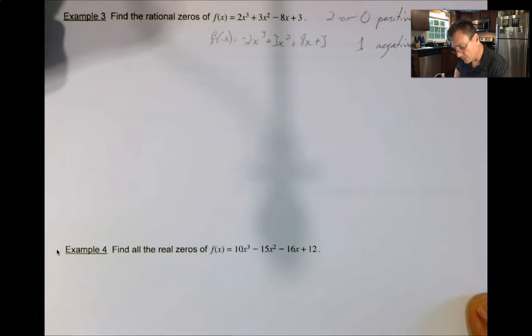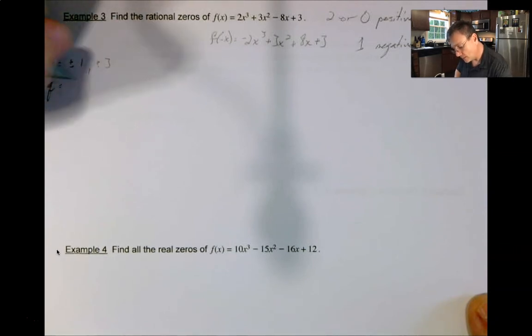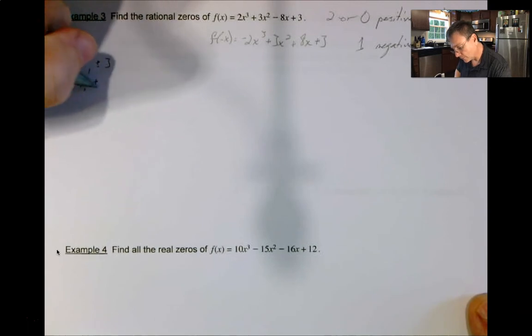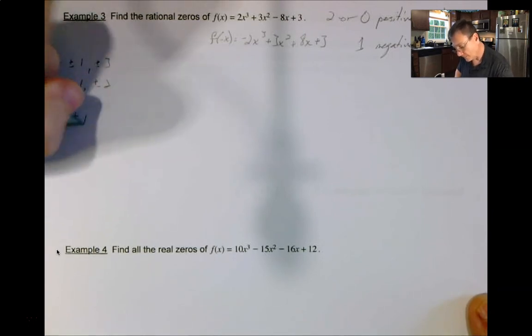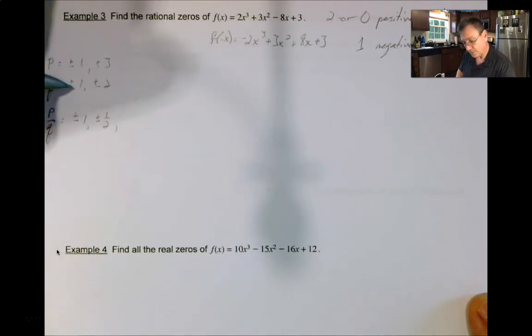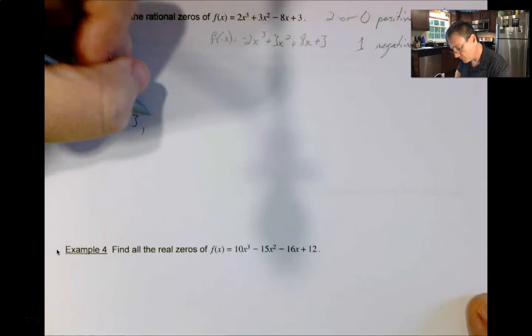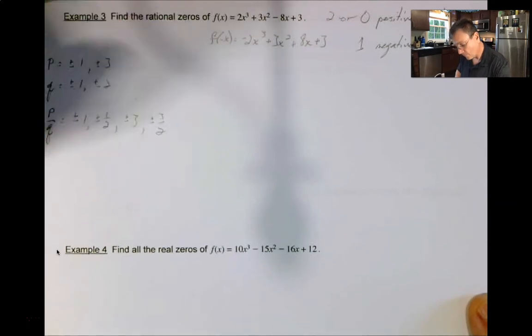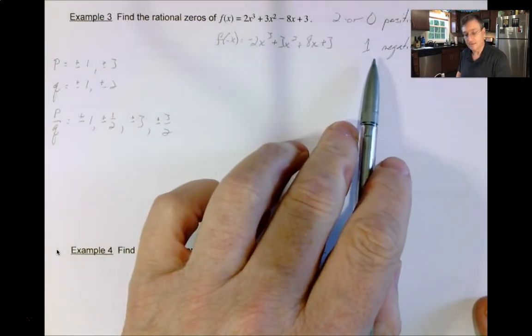Let's go through our P's and Q's. P is plus or minus 1, plus or minus 3. Q is plus or minus 1, plus or minus 2. P over Q is plus or minus 1 over 1, which is 1, 1 over 2, plus or minus 1/2, plus or minus 3 over 1, 3, plus or minus 3 over 2. All right, so we've got 8 to check. Let's see if we can find the 1 negative.